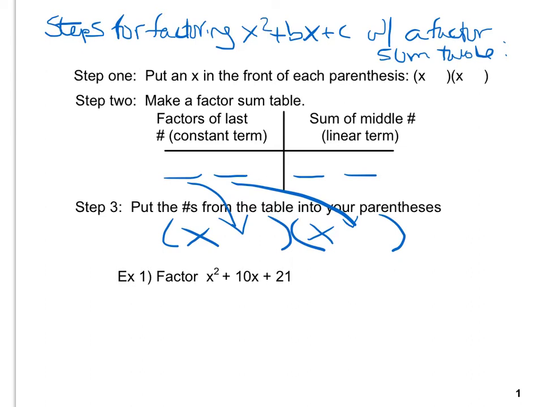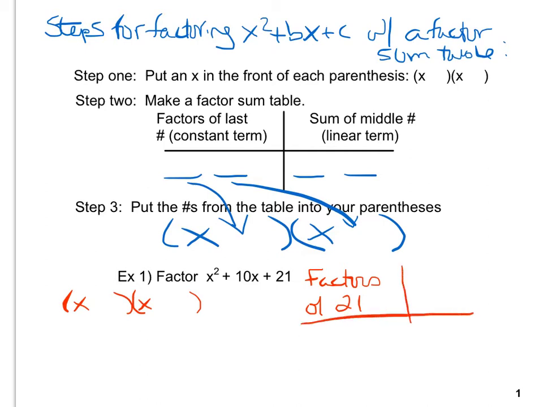So let's look at an example of how this works. If I look at this first example here, I'm trying to factor x squared plus 10x plus 21. According to my steps, step 1 tells me to put an x in the front of each set of parentheses. So I'm going to do 2 sets of parentheses with the x in the front of each of them. Then step 2 tells me to make a factor sum table. So I'm going to do factors of my constant term, which is my last term 21, because I am in standard form. And I'm going to do a sum of my middle term, which is 10.